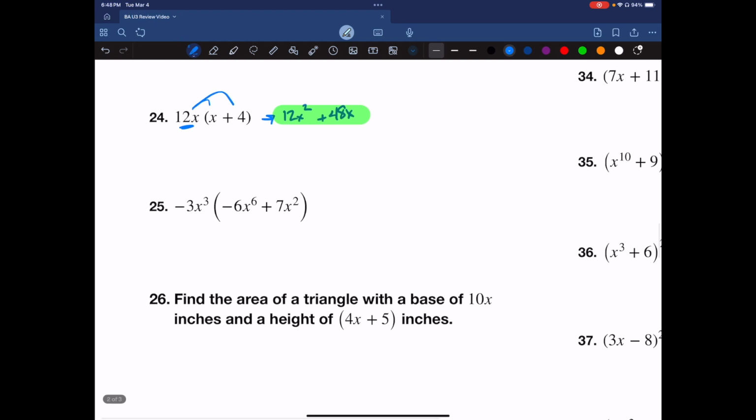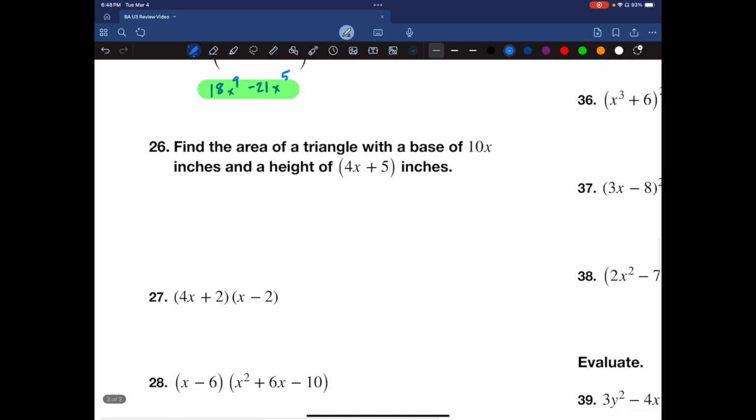Same thing on 25. Just watch out for that negative sign. You've got to make sure you distribute it. So when you do that, you have negative 3 times negative 6 is 18. x cubed times x to the 6th is x to the ninth. Negative 3 times positive 7 is negative 21. x cubed times x squared is x to the fifth. Okay.